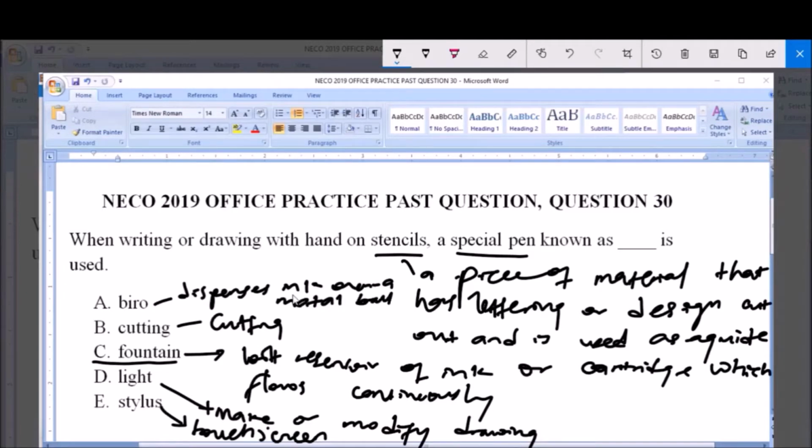But the pen used for writing on a stencil is the fountain pen, because it contains a reservoir of ink, cartridge of ink, by which ink flows continuously, and it is used for lettering. So the answer to this question is option C, fountain pen.